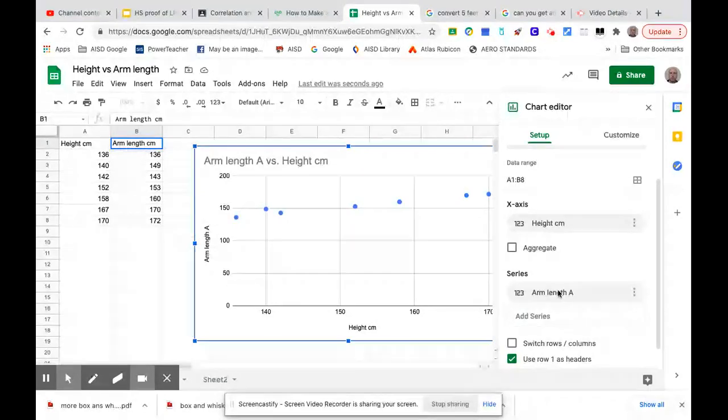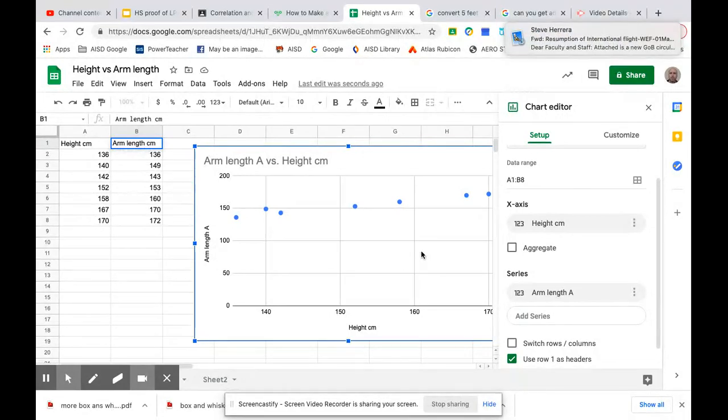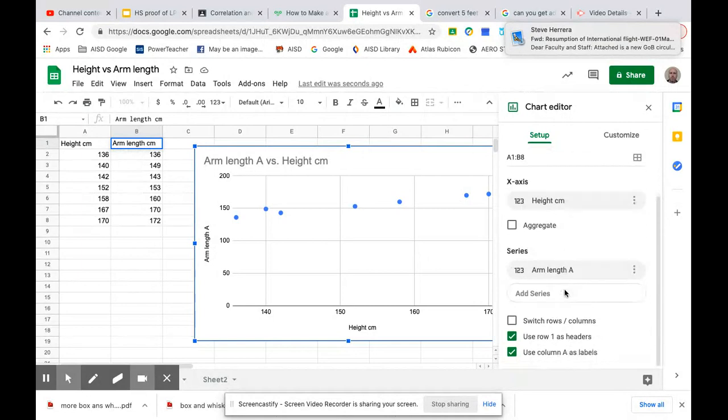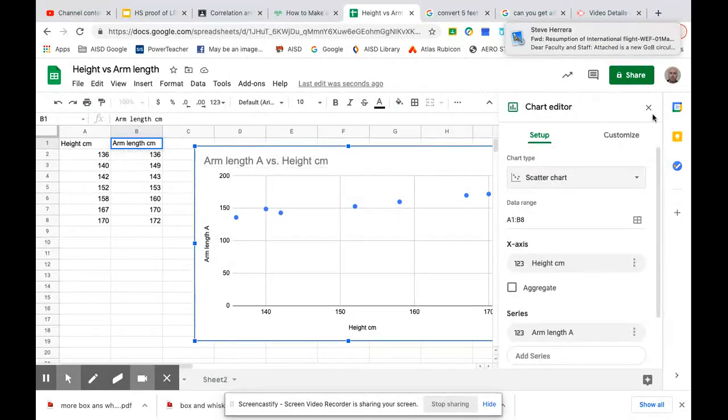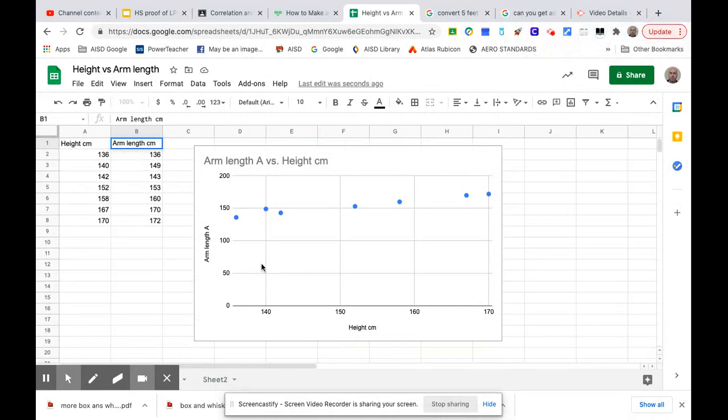Once again, we're not implying in this unit that arm length depends on height. We're just saying that with these two sets of data I created a bunch of points, and we're looking for a connection. So what we see here is our scatter plot, and there seems to be a connection. It seems as height increases, arm length increases. Once again, we don't know if they cause each other, but there seems to be a correlation or a connection.